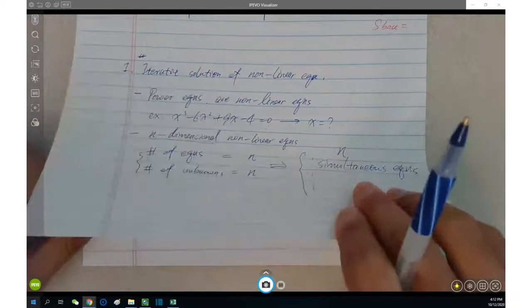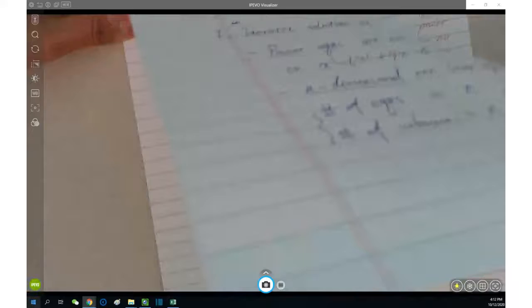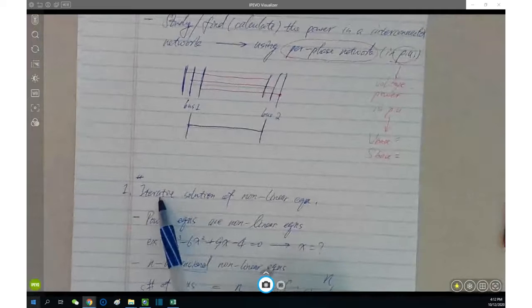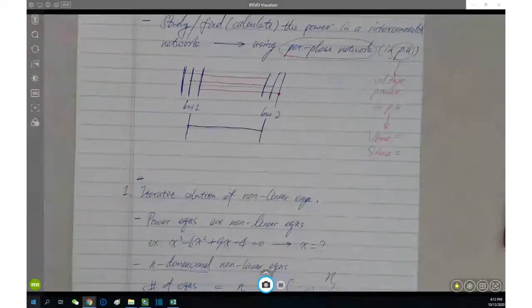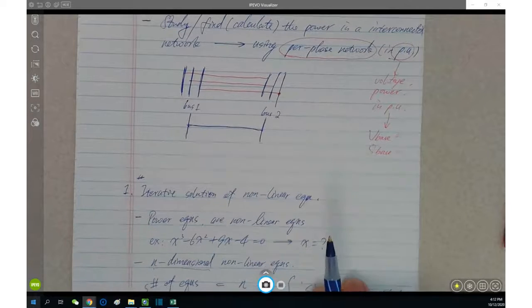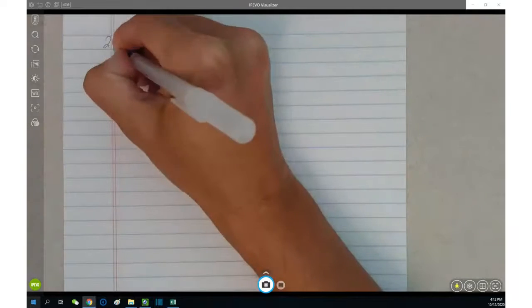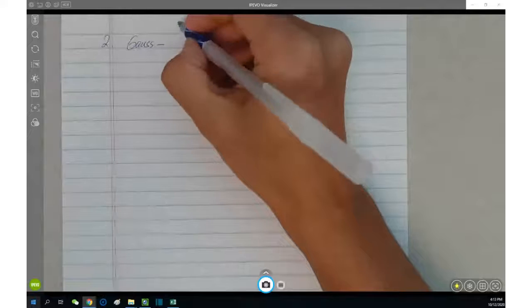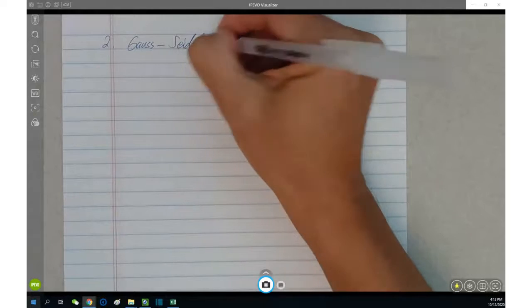Not difficult, but with that being said, let's learn the so-called iterative solution, or say iterative mathematical method, to solve the nonlinear equation. By the way, you guys probably learned some already from the 302, right? If that is the case, that would be great. The first method we will learn is the so-called Gauss method. Actually, Gauss-Seidel method.